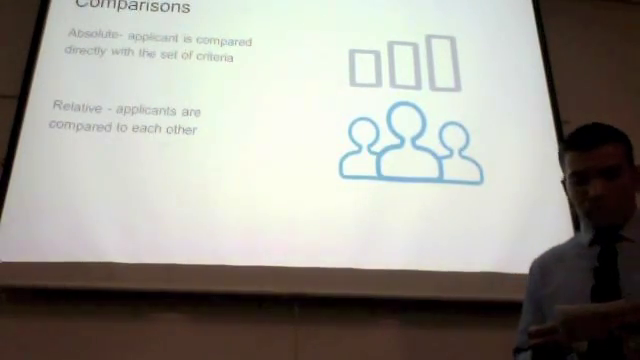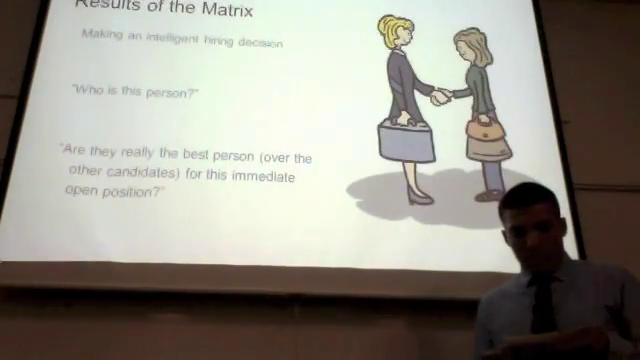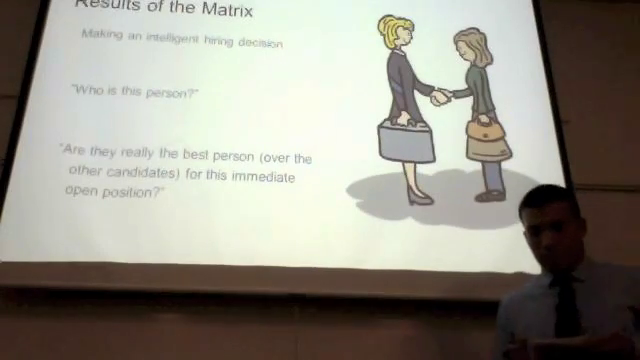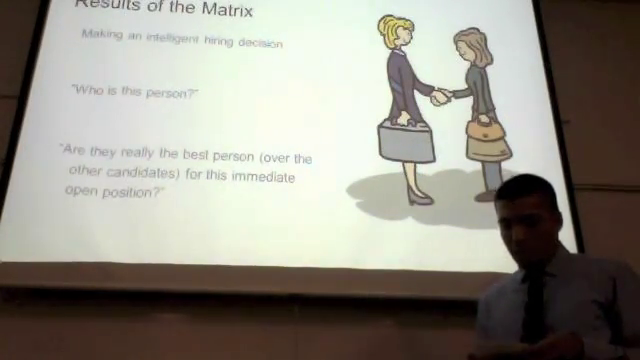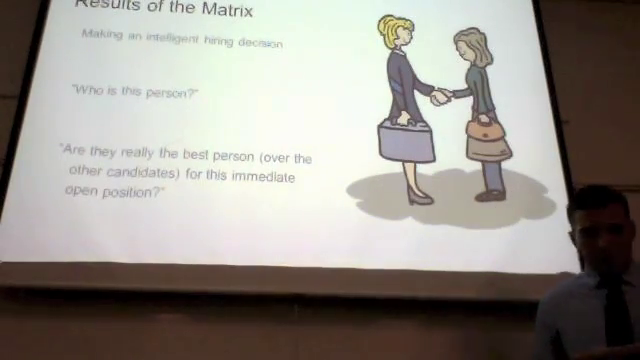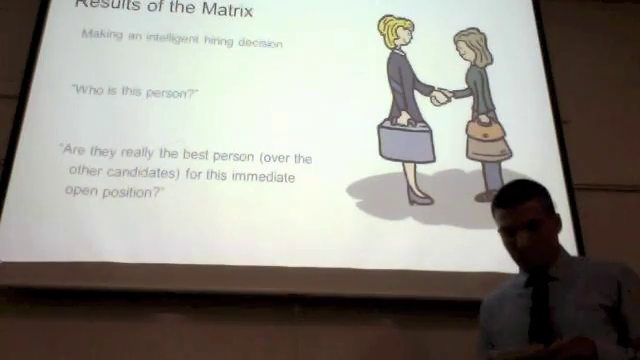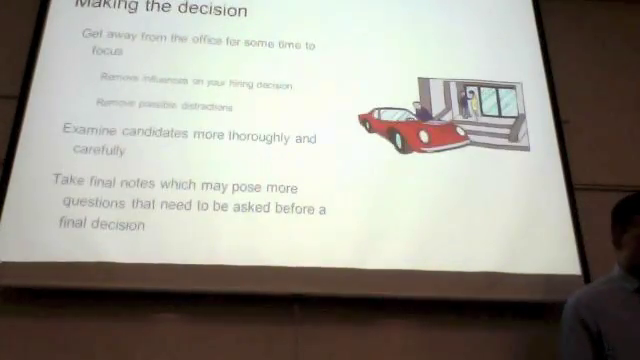Relative comparison is when the applicants are compared among each other after their ranks have been defined. Some applicants may have strengths where others have weaknesses. When making an intelligent hiring decision, you really need to know as much as you can about an individual. That is why the matrix is used, but important questions to ask yourself are, who is this person and are they really the best choice for the position? These types of decisions should not be rushed to make a quick position fill.